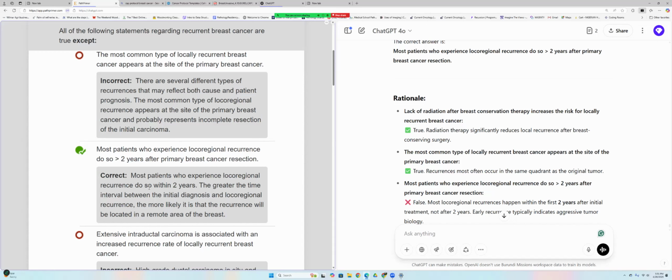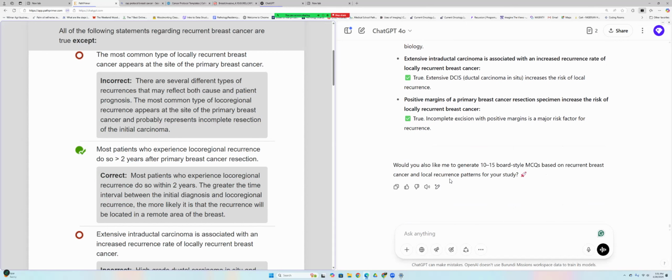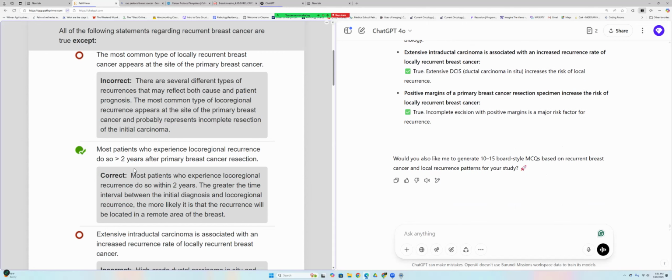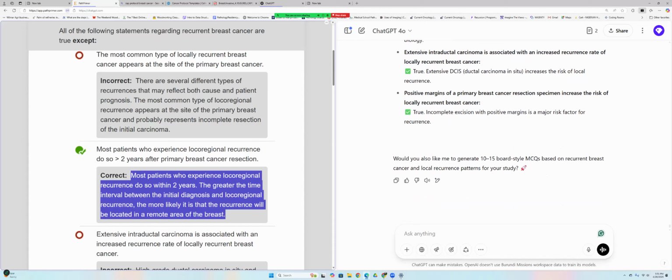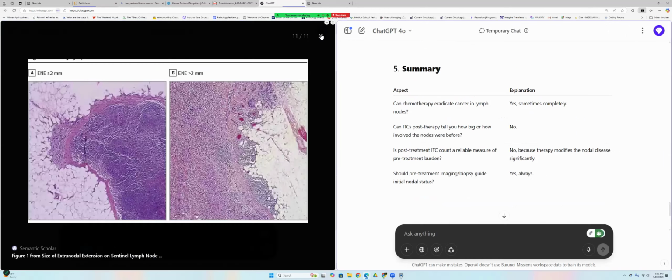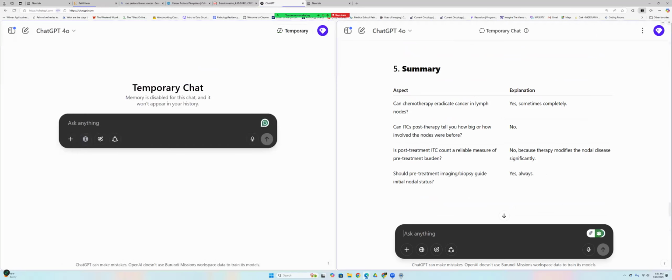Can you explain this difference? Yeah, the more likely it is the recurrence will be located in the remote area of the breast. Do you understand what it means? That means that you have an initial diagnosis, and then maybe they have done surgery or whatever. Then there is now a recurrence.